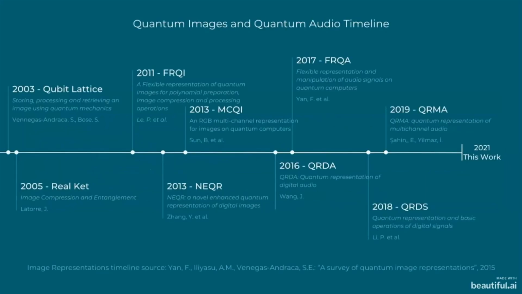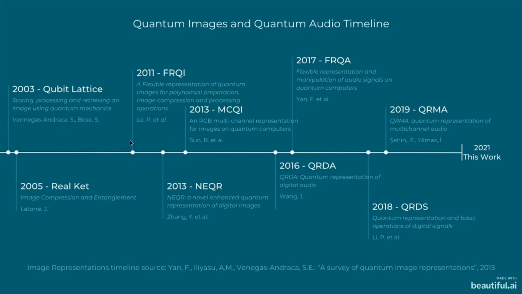So that's a very nice timeline. What do we have here? Let me start by saying that we have a very curious timeline of quantum audio representations, because you can see that first we had an explosion of papers talking about quantum images, but we lacked for a long time any literature about quantum audio. So until 2013, we had only quantum image representations, formalized.